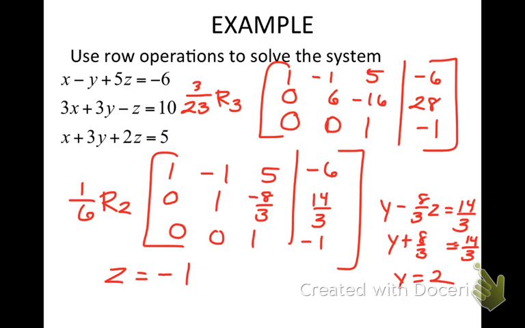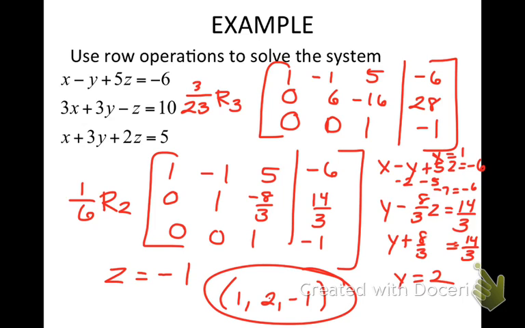Sweet. Now let's go back up to our first equation, where I have 1x minus y plus 5z equals negative 6. So negative 2 minus 5 is negative 7, equals negative 6. So x equals 1. There it is. Sorry, that was really fast and messy there. 1, 2, negative 1. Okay? Row echelon form. Diagonals are 1s. These are 0s. Try to get your 0s first is the goal.